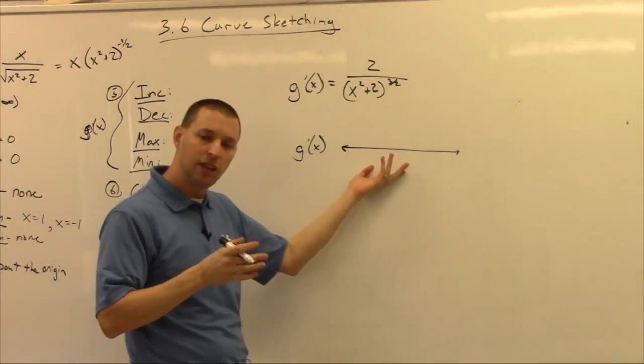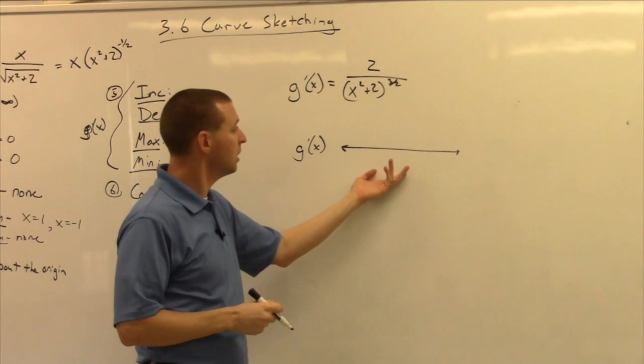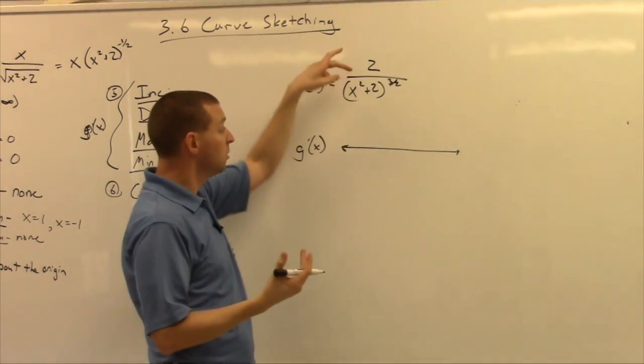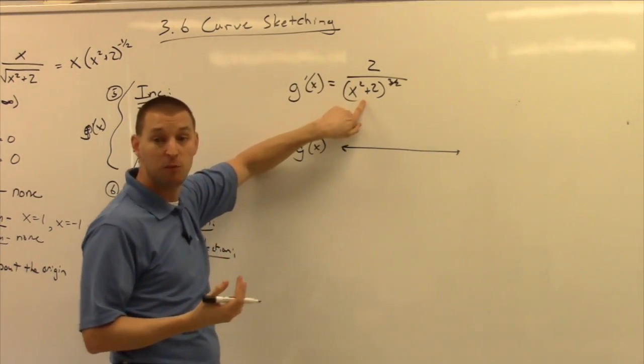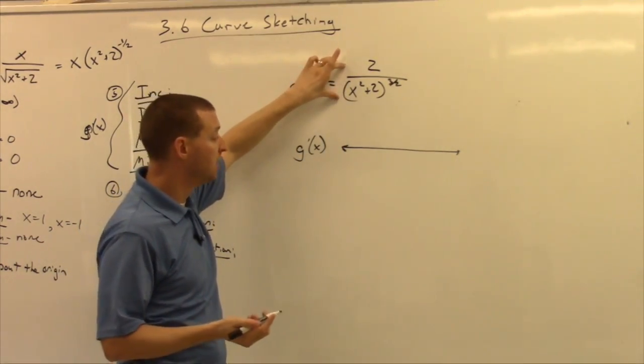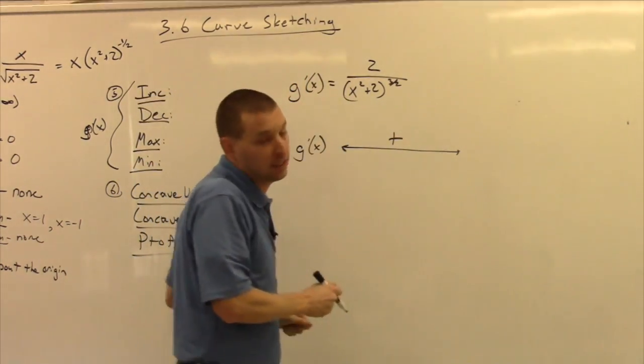Well, now I can just plug in any number my little heart desires. So I'm going to plug in 0. That gives me a positive number on the top, and a positive number on the bottom. And a positive divided by a positive is a positive.